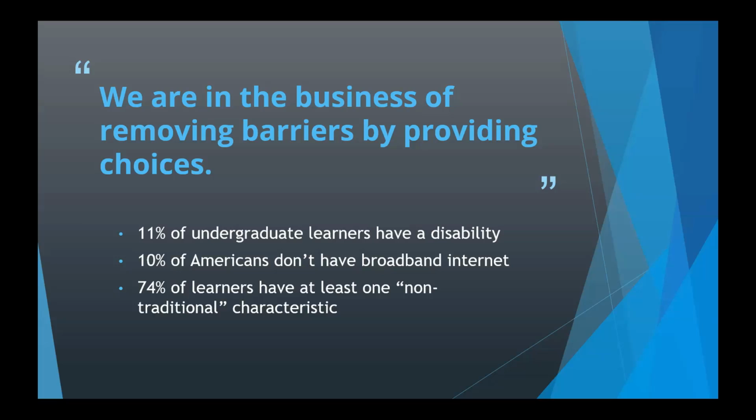So a few statistics here, because I like numbers and I think numbers are interesting. 11% of undergraduate students have some sort of disability that interferes with their learning. Now, that gets really interesting when you couple it with another number, which is that 60 to 80% of those who have a barrier or a disability don't report that.